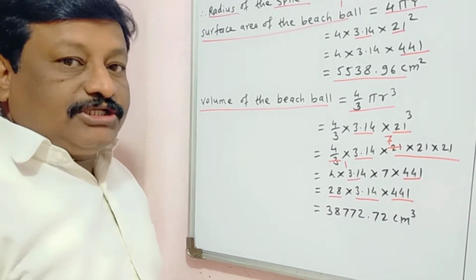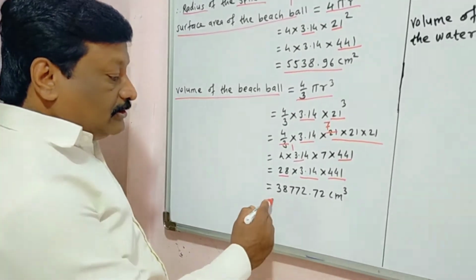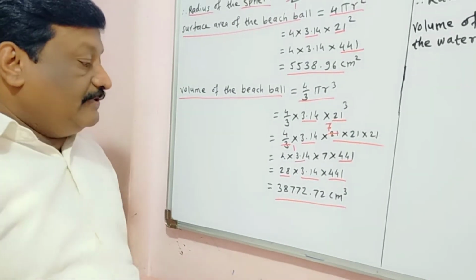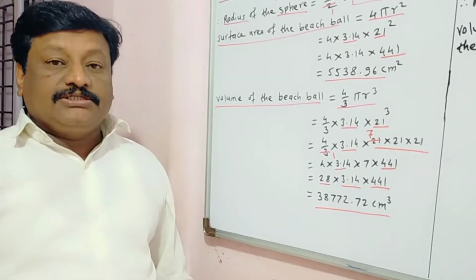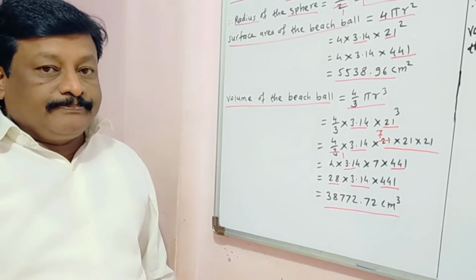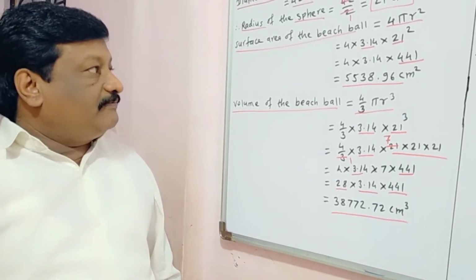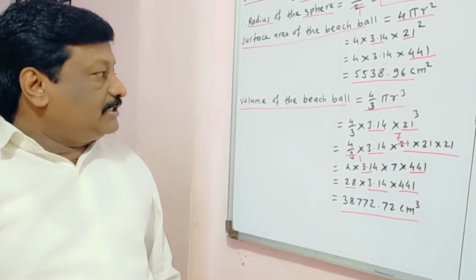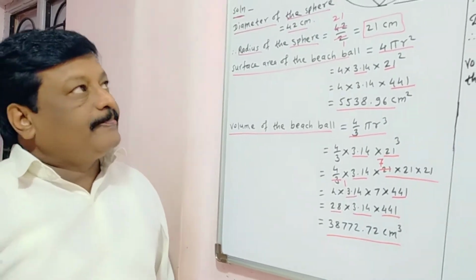Multiply all these three numbers, then we will get answer 38,772.72 centimeter cube. So in this way we can find surface area and volume.